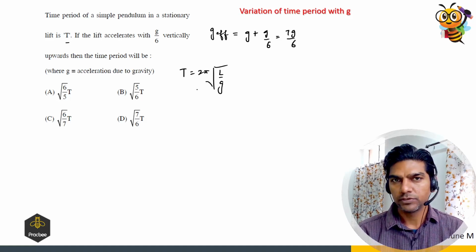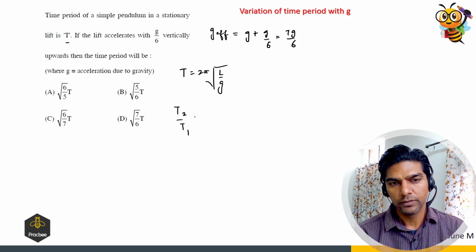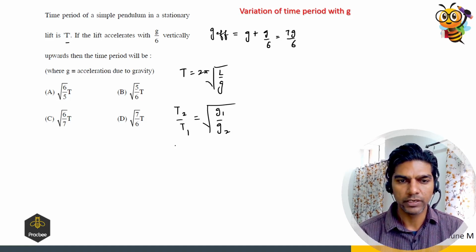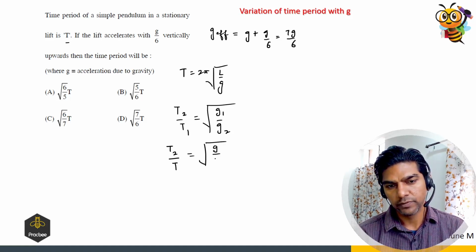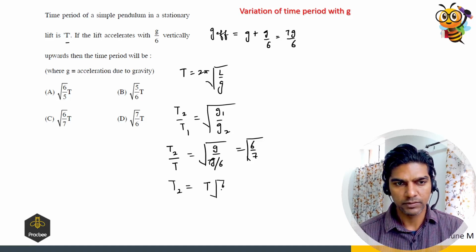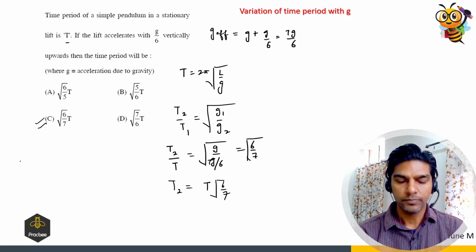So when the lift is not moving or when the lift is moving, we can say t2 by t1 will be square root of g1 by g2, because time period is inversely proportional to the square root of the acceleration due to gravity. So t2 divided by t is equal to root of g divided by 7g by 6. So this comes out to be root of 6 by 7. So the time period will be t times root of 6 by 7. So option C is the right answer.